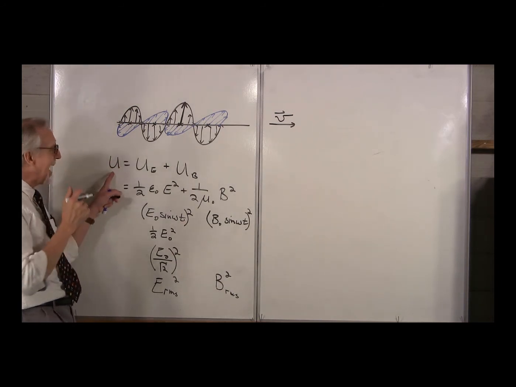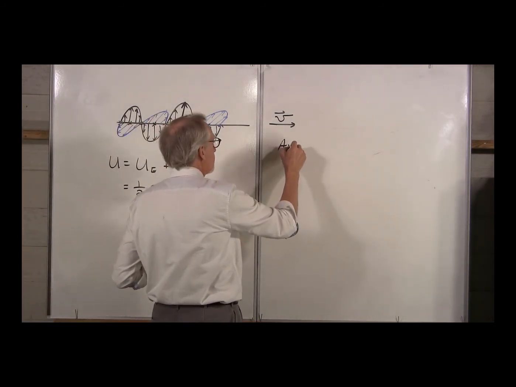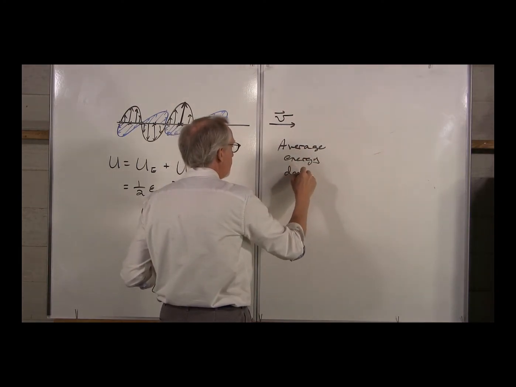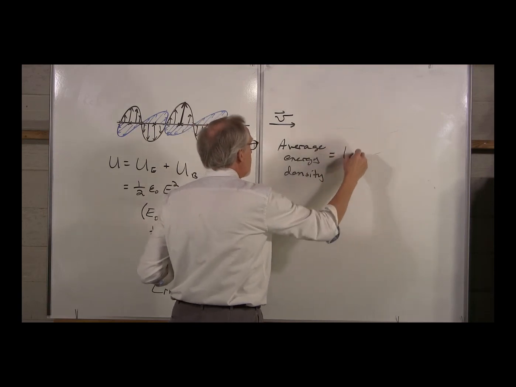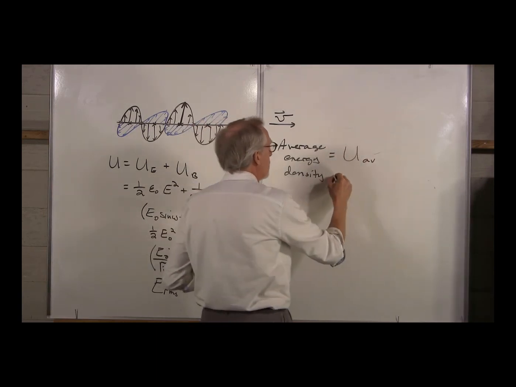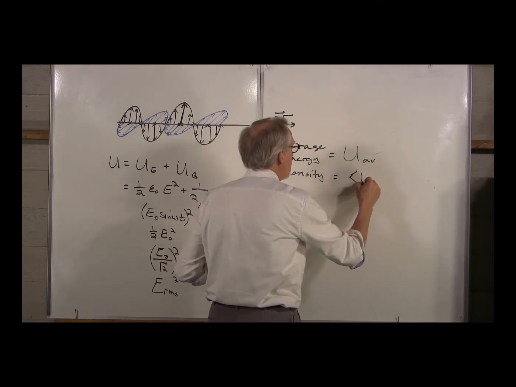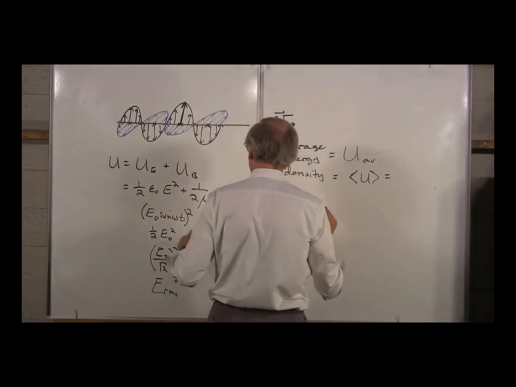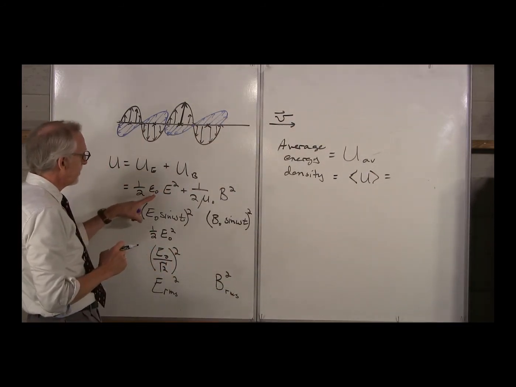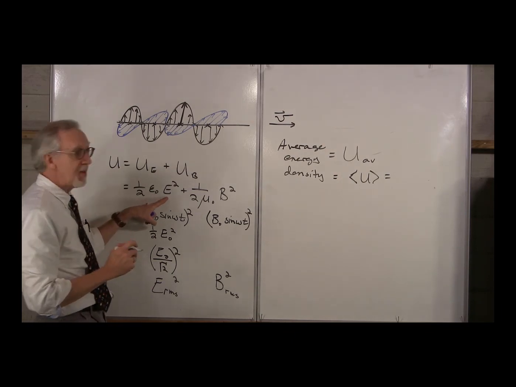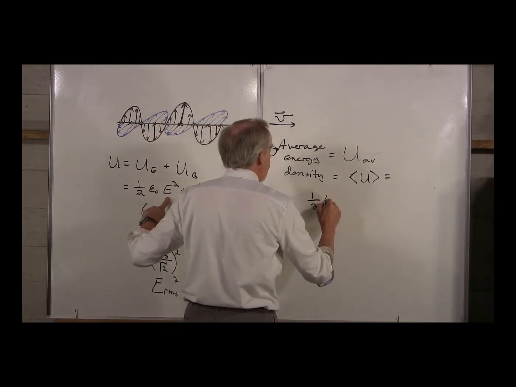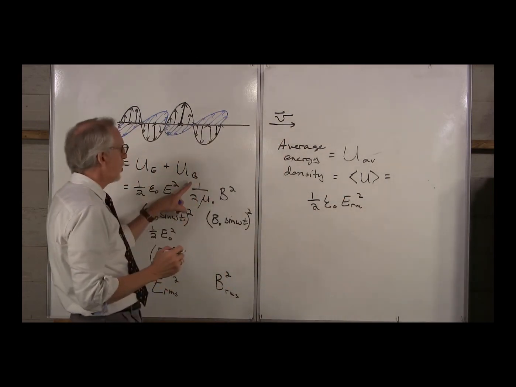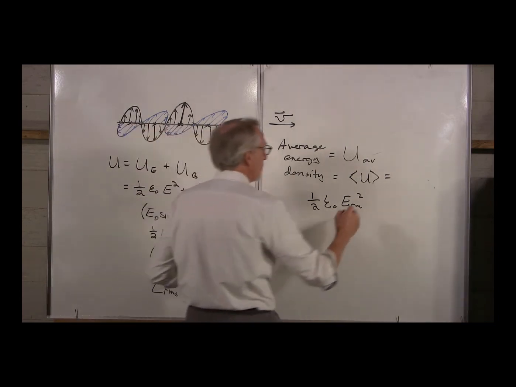Very good. So the average energy density we can write as U sub average, or sometimes this is written as U in brackets. We can write that as 1/2 epsilon naught ERMS squared plus 1/2 mu naught BRMS squared.